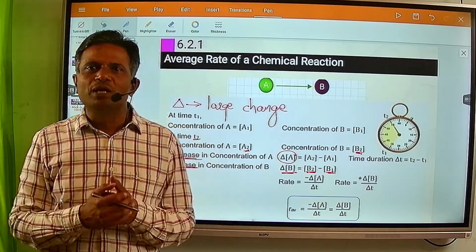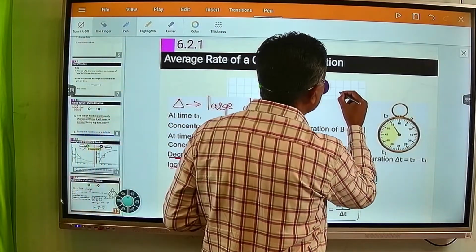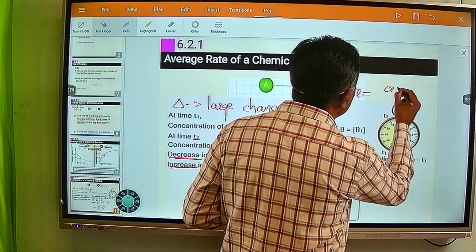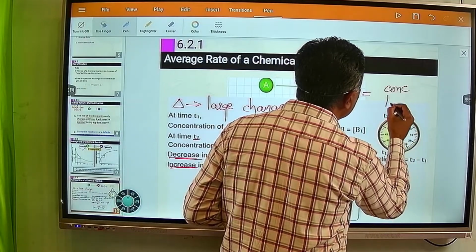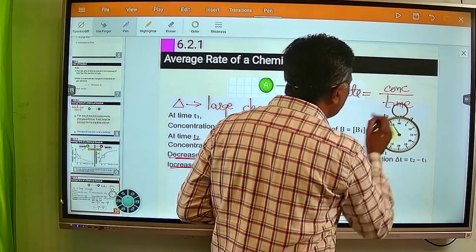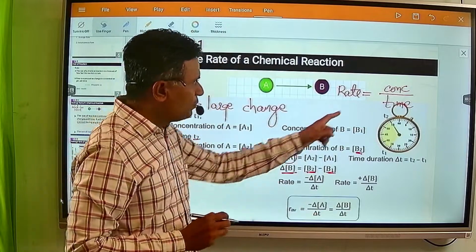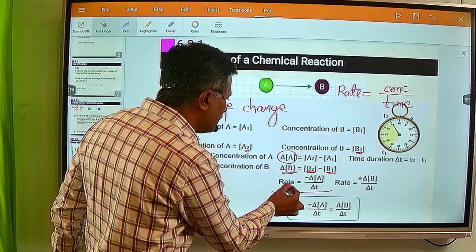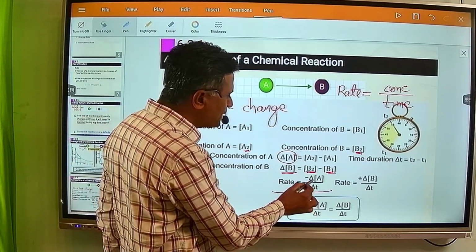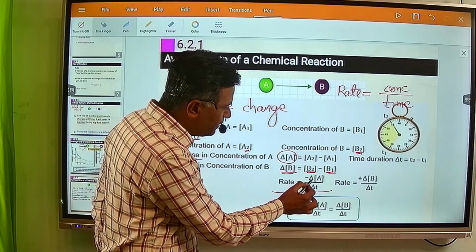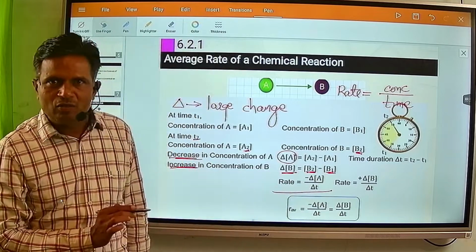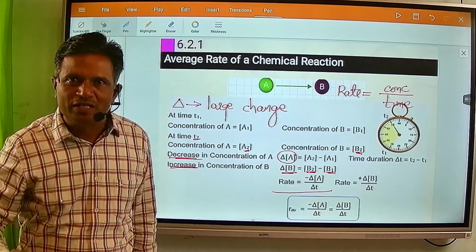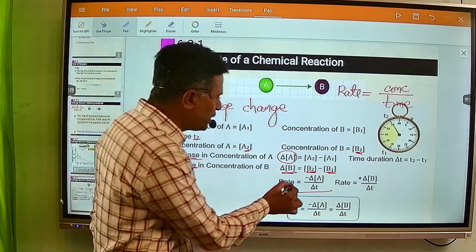Now you have the simple definition of rate of chemical reaction. So what is rate of chemical reaction? Change in concentration upon time taken. So with the help of this, you can write with respect to reactant, rate is equal to minus delta A upon delta T. Now why do we put minus sign here? Because concentration of reactant continuously decreases with time. Therefore we put minus here.